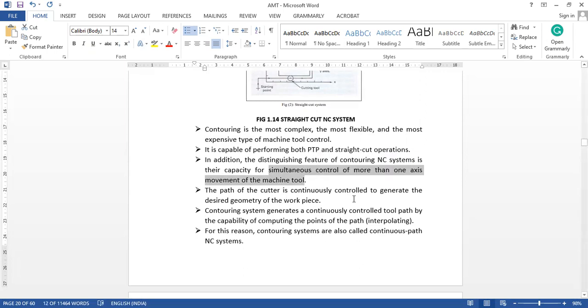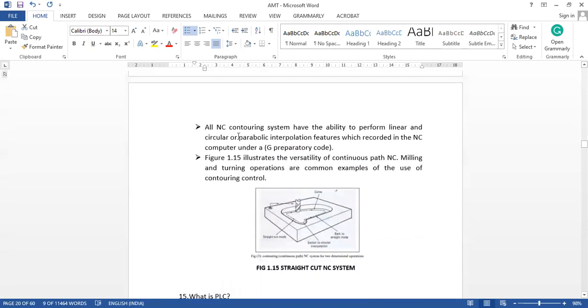The path of the cutter is continuously controlled to generate the desired geometry of the workpiece. Contouring system generates a continuously controlled tool path by the capability of computing the points of the path, that is, interpolating. For this reason, contouring systems are also called continuous path NC systems. All NC contouring systems have the ability to perform linear and circular or parabolic interpolation features which are recorded in the NC computer proprietary code.